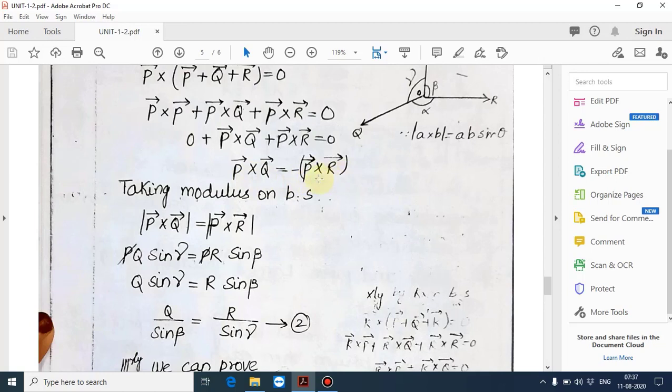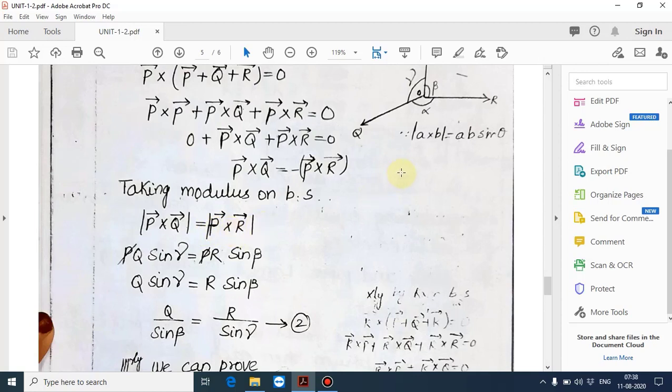You can understand this. Next, we take modulus on both sides. Modulus of P vector cross Q vector is equal to modulus of P vector cross R vector. Here, if you take the modulus, the minus sign will change; it will always be positive. So what you will get: P cross Q is equal to P cross R in magnitude.